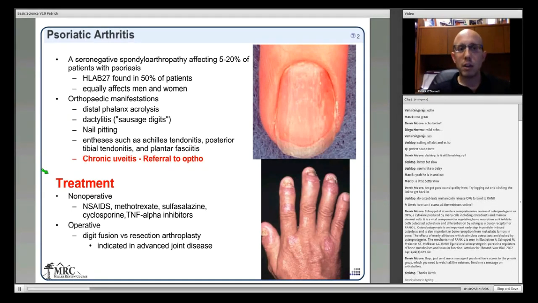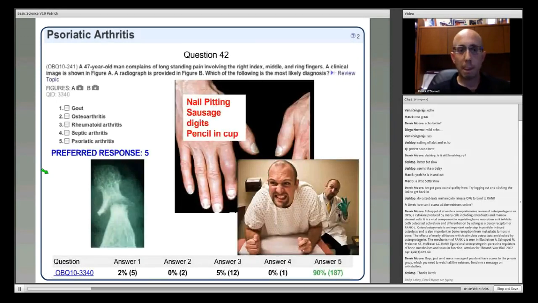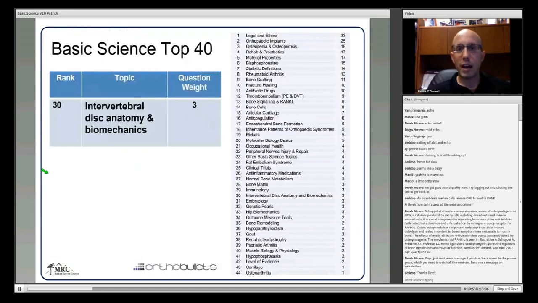Looking at the treatment, you can either treat them non-operatively or operatively. The non-operative is generalized immune suppression with NSAIDs, methotrexate, cyclosporin, TNF-alpha inhibitors. The operative interventions include digital fusion or resection arthroplasty. Going back to the question, we see nail pitting. It's kind of hard to see in this small image. I hope you could see it on your exam. You see the big sausage digit. You see the pencil-in-cup deformity. 90% of you guys got this right, psoriatic arthritis. Nice job.